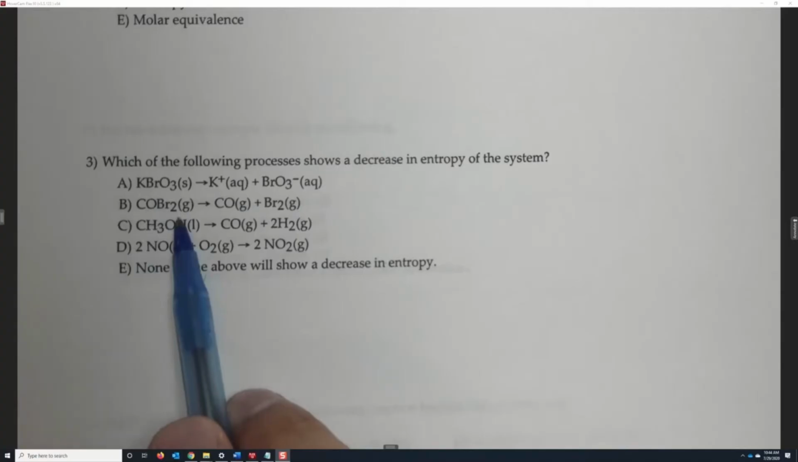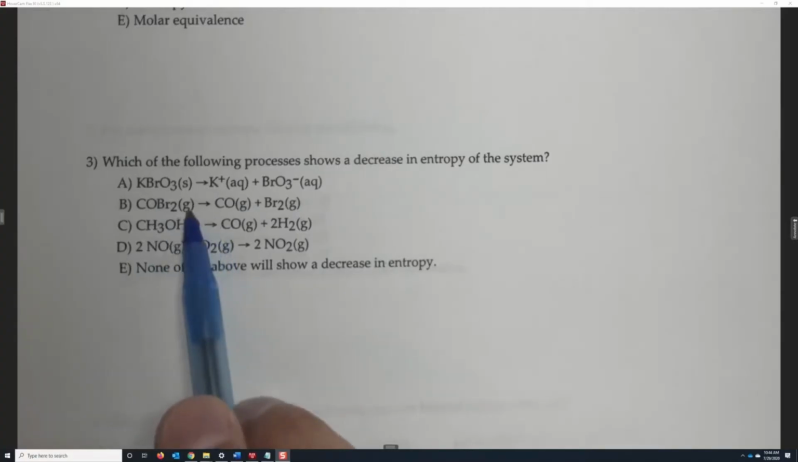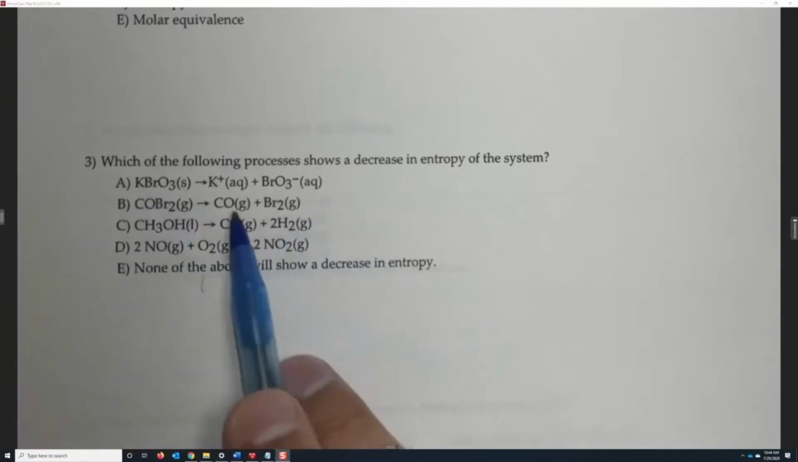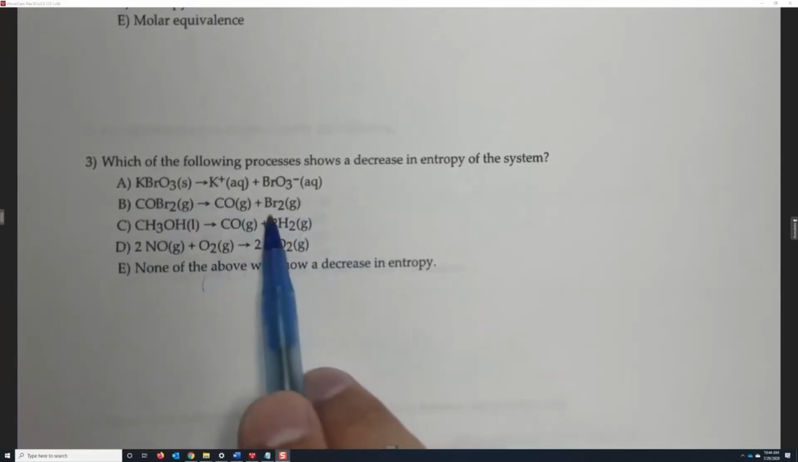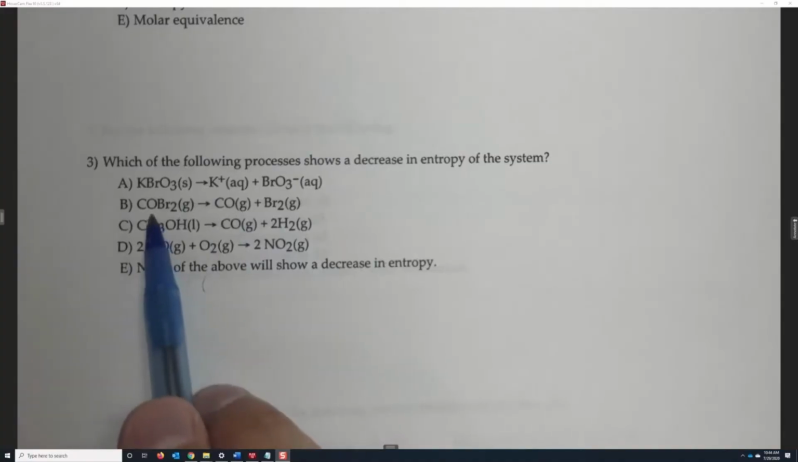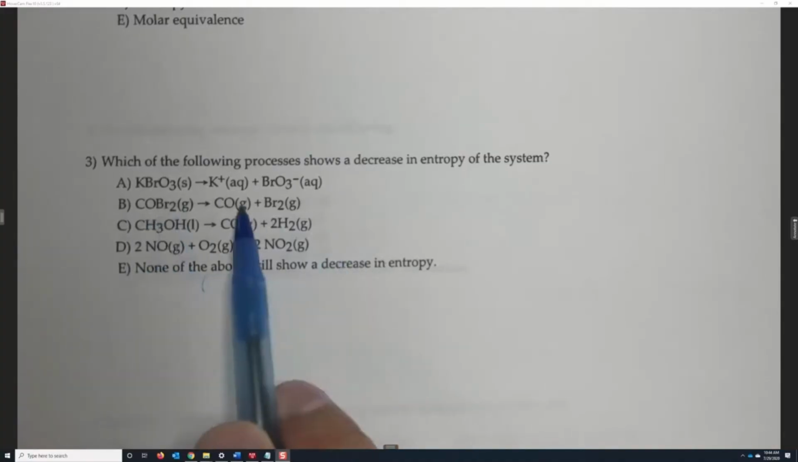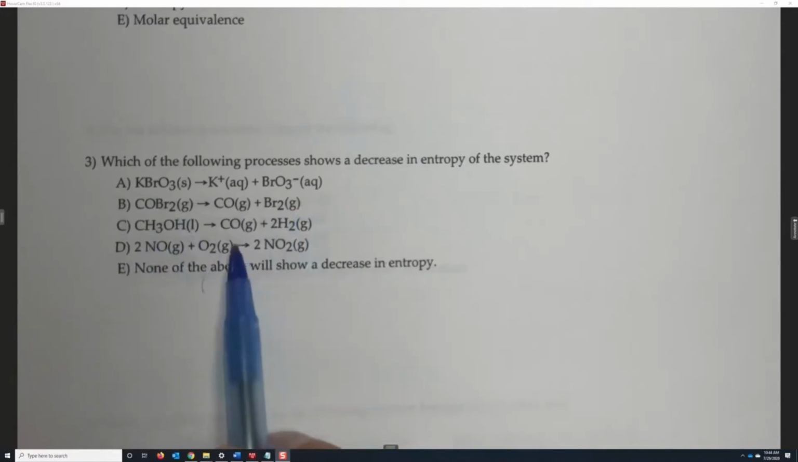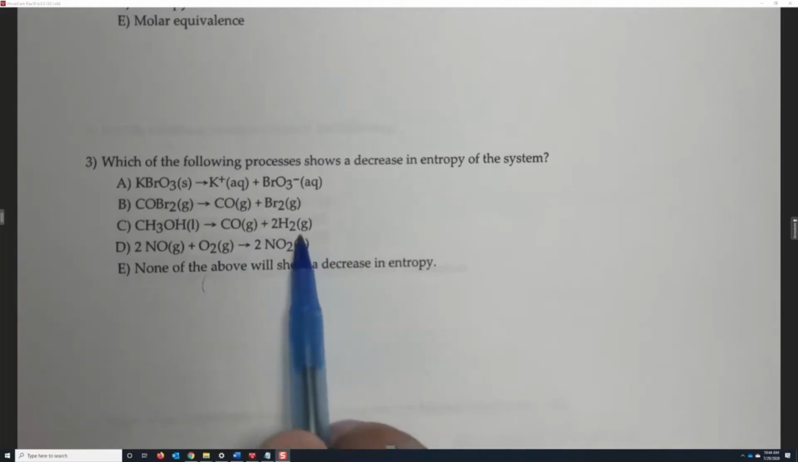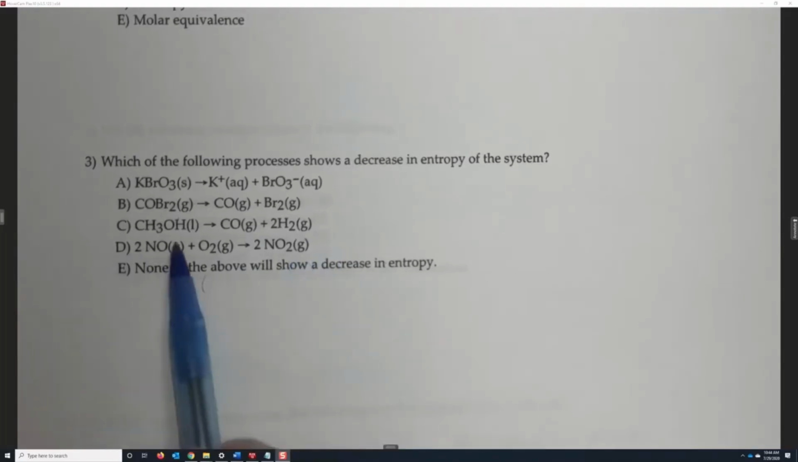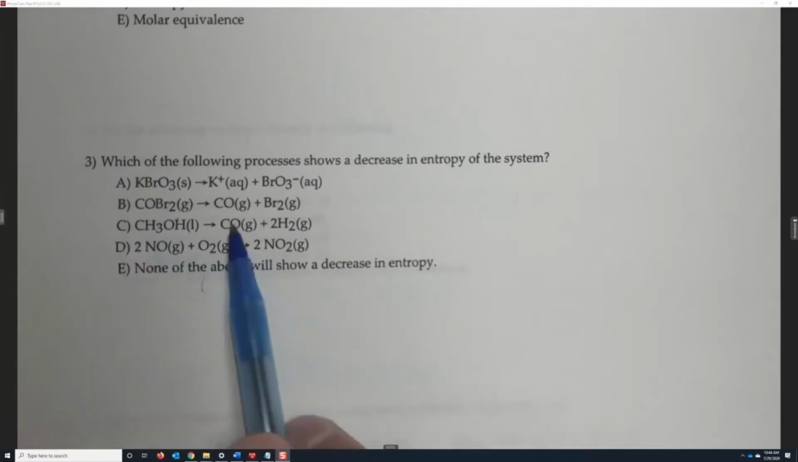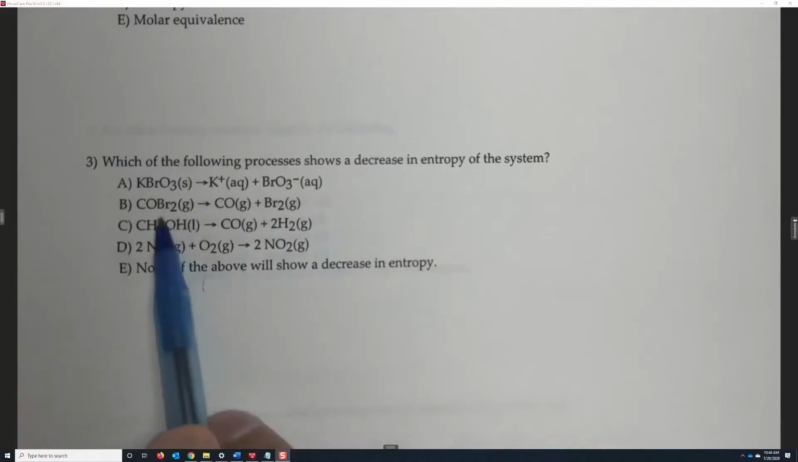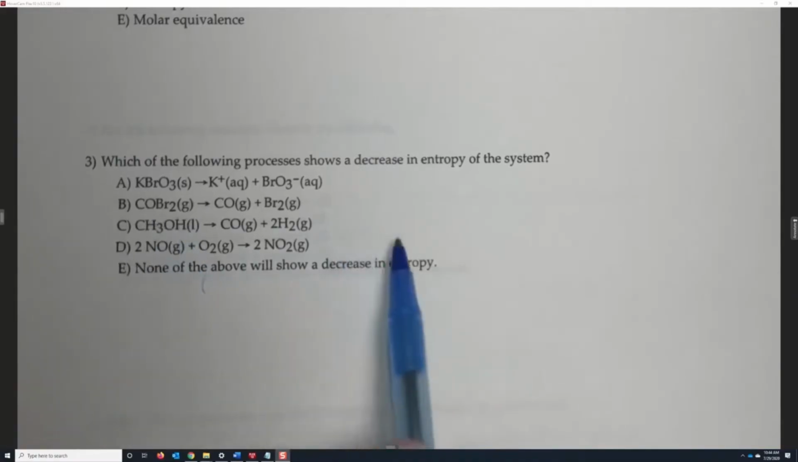All right, here we have CoBr2 gas becomes CO gas and Br2 gas. So we have 1 mole of gas forming 2 moles of gas. So in this case, it becomes more disordered because we had 1 mole and now we have 2 moles. In this case, we have methanol, liquid, and it becomes carbon monoxide and hydrogen gas. In this case, we have 1 mole of liquid becoming 3 moles of gas. This is more disordered, and this is more ordered, so entropy is increasing.